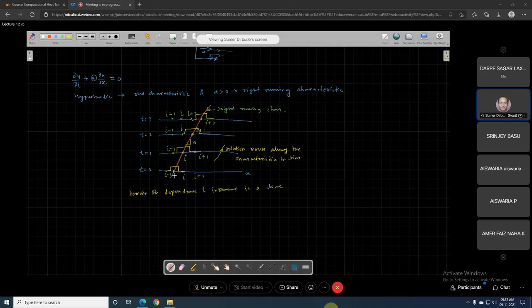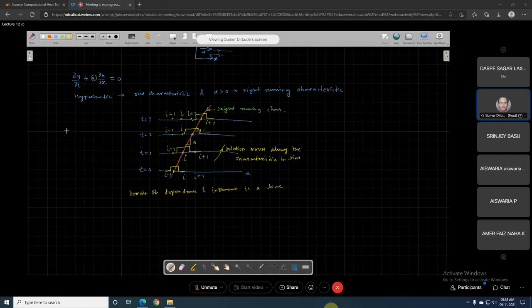Ith point gets affected by I minus 1. I plus 1 point gets affected by its I plus 1 minus 1. Here it is I plus 2 minus 1, I plus 1. So this value is affecting this value like that. And the ith value is affecting I plus 1. That is also a meaning. So domain of dependence and influence is like this.